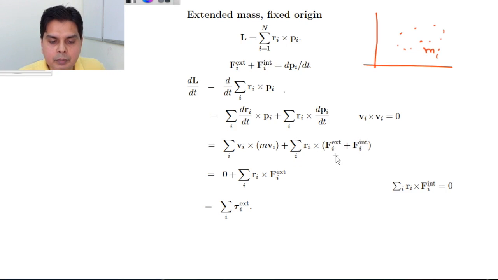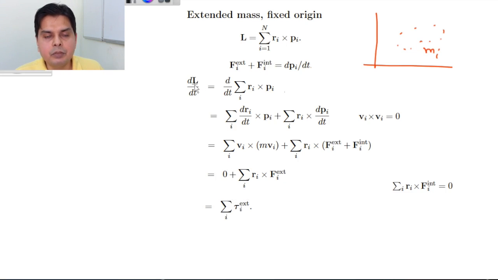That will be the external force plus the internal force on the ith particle. Now when you do this summation, this Ri cross Fi internal will come out to 0. Why will this go to 0? I will prove it in the next slide. So ultimately dL by dt will be the summation of Ri cross Fi external, which I can write as the external torque, or the torque due to all the external forces.